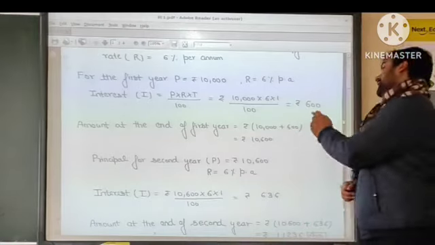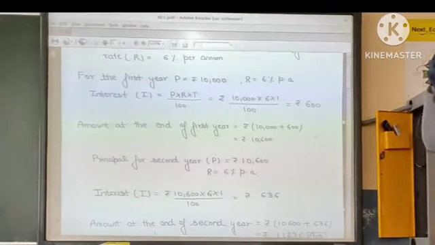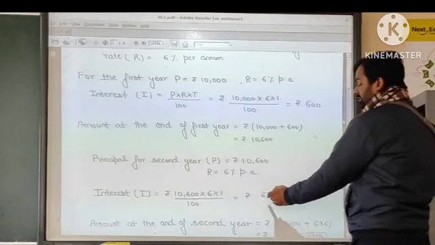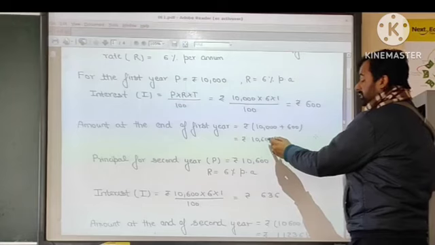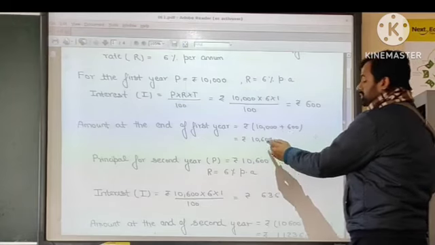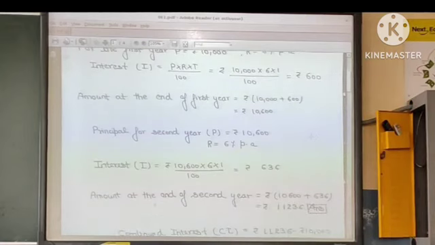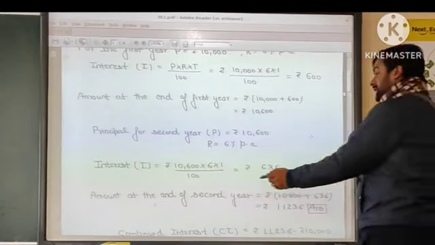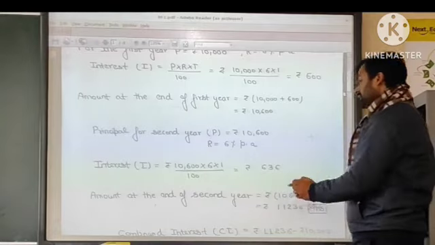That means this interest of 600 rupees is further added to the interest. Got the point? Now see, the interest for the second year is 636. Now what is the amount? The amount of the first year was 10,600. So 10,600 will add how much? 636. That is why the amount at the end of the second year is 10,600 plus 636.